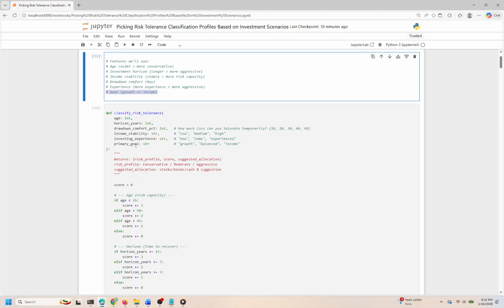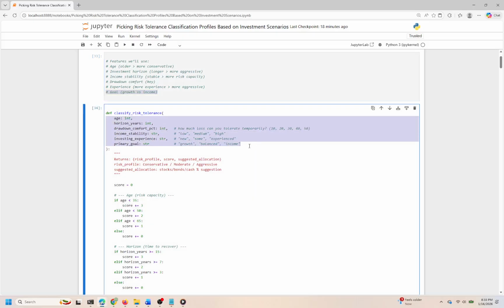Cell 3. In this cell, we're defining a function to classify individuals' risk tolerance based on a few critical personal and financial factors. Understanding risk tolerance is essential for creating effective investment strategies that align with a person's comfort level and financial goals. The function takes several parameters: age, investment horizon, how much drawdown a person can stomach, their income stability, investing experience, and their primary investment goal. Each of these factors influences a calculated score that ultimately determines their risk profile, which can be conservative, moderate, or aggressive.